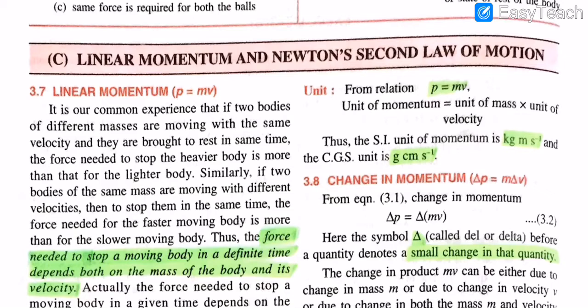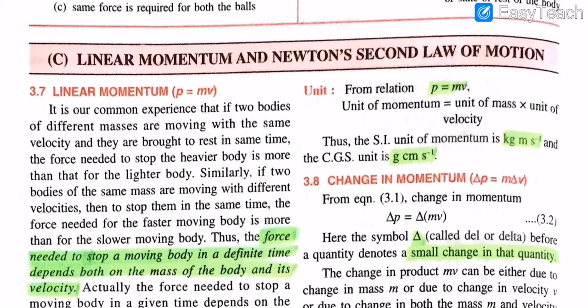The more the mass, the more inertia, or not more inertia, sorry, the more force you'll need. The more the velocity, the more force and more time you'll need, basically. Actually, the force needed to stop the moving body in a given time depends on the product of both mass and velocity, which is called linear momentum. Mark this complete thing in orange. So mark, actually the force needed to stop the moving body depends on linear momentum.